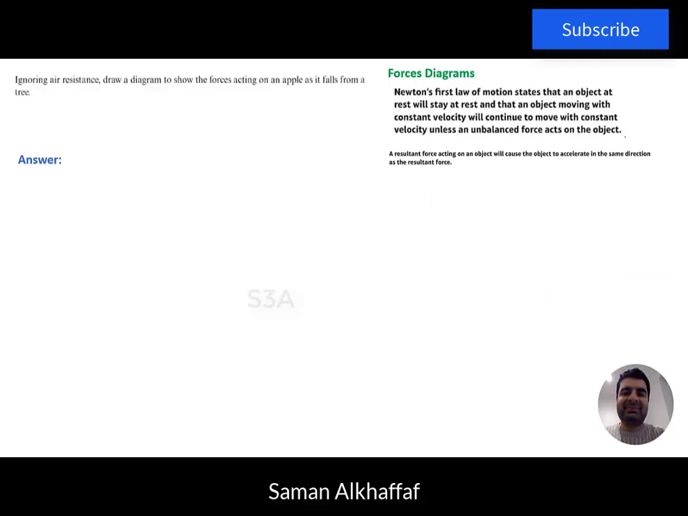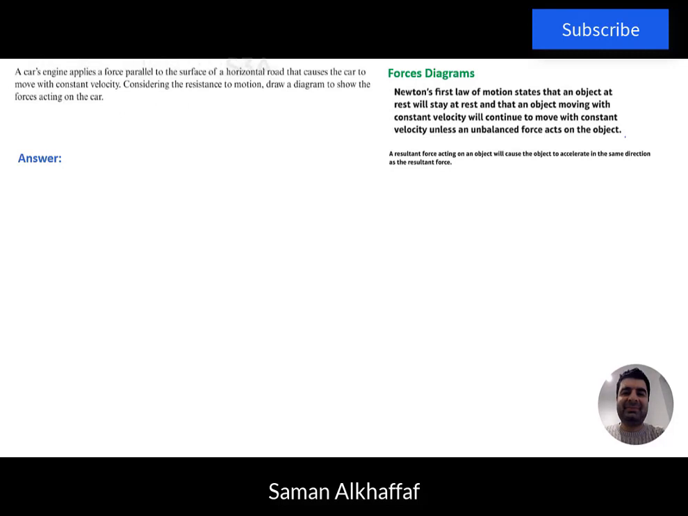In this example, ignoring air resistance, draw a diagram to show the forces acting on the apple as it falls from a tree. As shown here, we have the body with no other forces acting on it, such as a rope or any force pulling the apple upwards. So the only force acting is the weight of the apple, which will be downwards because of gravity, and this is the only force.